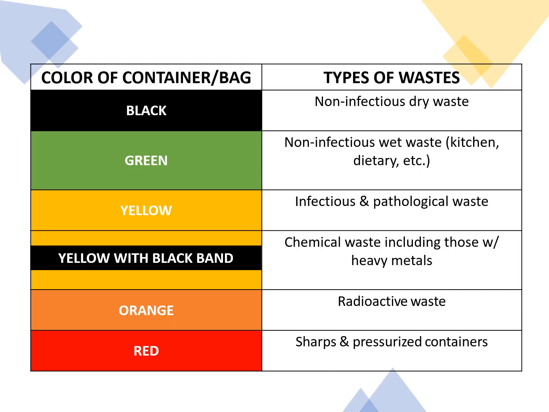According to DOH, non-infectious dry waste must be disposed in black-colored containers. Non-infectious wet waste like kitchen and dietary waste must be disposed in green-colored containers or bags. Infectious and pathological waste must be disposed in yellow containers. Chemical waste, including those with heavy metals, are placed inside yellow containers with black band. Radioactive waste are placed inside orange containers. And lastly, sharps and pressurized containers are placed inside red-colored bags.